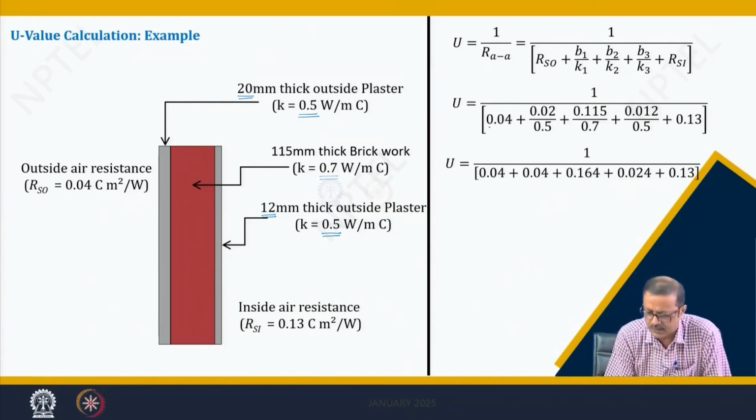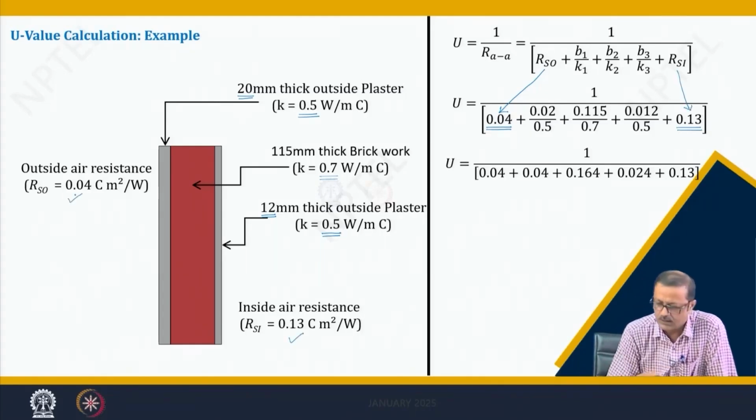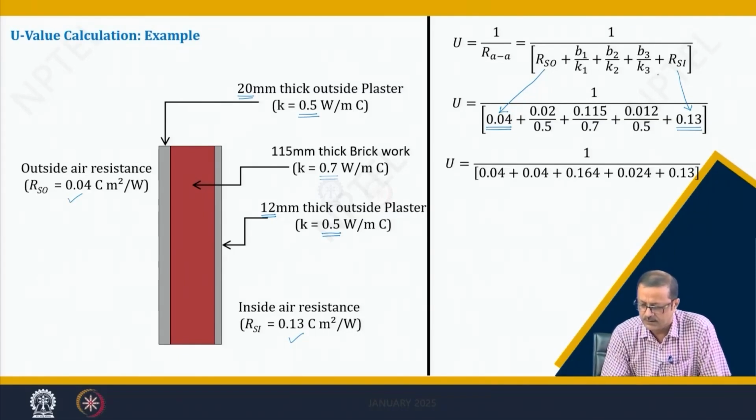If you see, this is your RSO, and the last one, the 0.13, is the RSI, which I have mentioned here, and this 3 is the middle 3. So, the first one is 20 mm thick, and this is 0.05 for the plaster. This is your 115 mm thick, which I have to convert to meters, and this is your brick, and this is again 12 mm plaster, and this is the k value of the plaster.